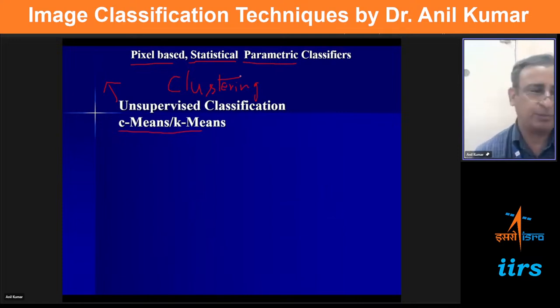So what is the difference between clusters and classification? In the clusters, the name is missing. We are just calling them cluster 1, cluster 2, or class 1, class 2, class 3. The labels are missing. Labels means we do not know whether cluster 1 is water, or settlement, or forest. The actual class name is missing, right?